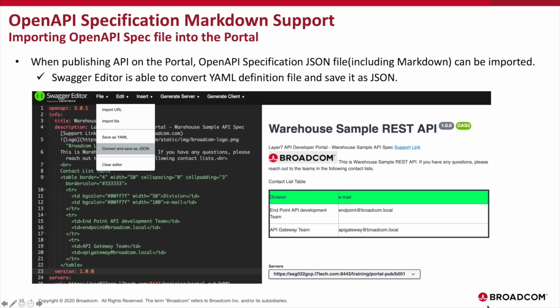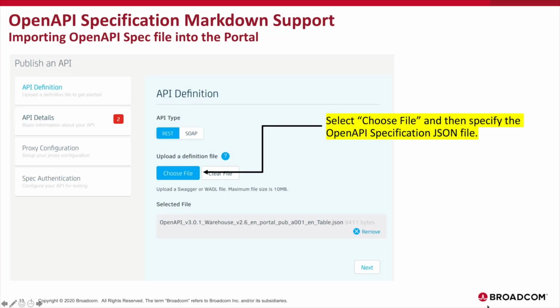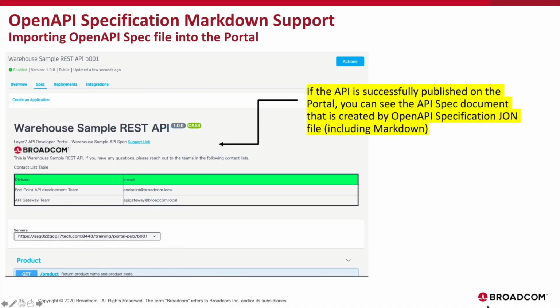The API portal supports OpenAPI in JSON format. So if you have a YAML specification, you need to convert it into JSON. The Swagger editor can perform this conversion for you. When you publish an API on the portal, you can select the OpenAPI specification JSON file in the API details. If the API is successfully published, you can see the API spec document that is automatically created by the OpenAPI specification JSON file. Rich content in Markdown is also added in the API spec document.